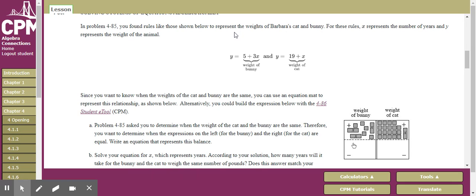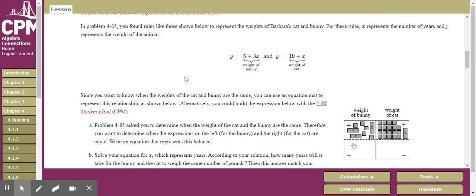So we take the equations that we wrote, the rules that we wrote for each of these animals. This represents the weight of the bunny, where it started at 5 pounds and gains 3 pounds per year. And this represents the weight of the cat, where it started at 19 pounds and adds 1 pound per year. So if I want to know when those are equal, I set them equal to each other.